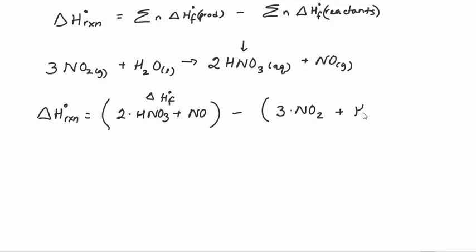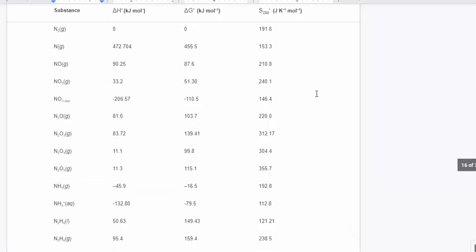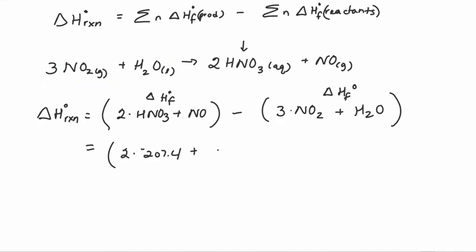So my nitric acid, aqueous, was a negative 207.4. And I'm going to add that to the delta H of formation of NO. So I need to find the NO and the phase. The phase was gaseous. So again, I'm looking right here. 90.25 is the value that I'm going to carry over. Then I need to multiply each of these by the stoichiometric ratio in the chemical equation so that what I'm left with is just kilojoules.